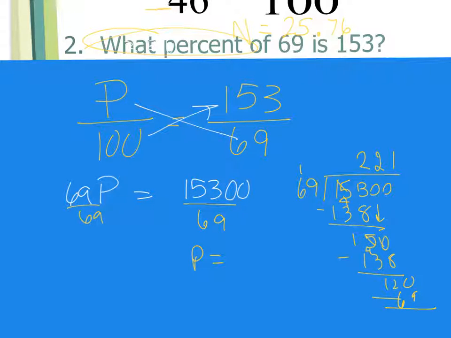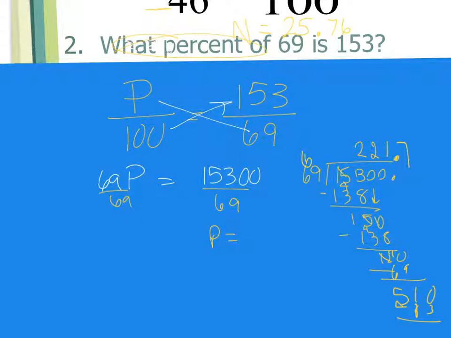Good job. We're going to stop there. That's 221.7. And it's already a percent because I took it into account right there. So just to review this one before we do the equation method, you would say what percent, so what over 100 is the same as out of 69, 153. 153 out of 69. Cross multiply and solve your equation.